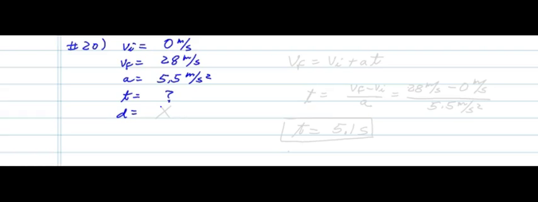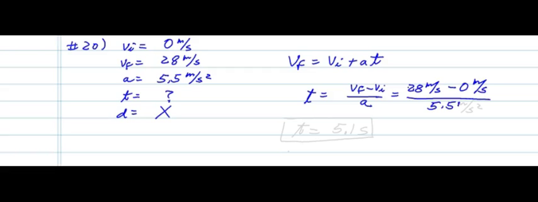To reach a velocity of 28 meters per second is V final, and distance is missing, so we use the equation V final equals V initial plus AT, which we can rearrange to T equals V final minus V initial over A. So that gives us 28 meters per second minus 0 meters per second divided by 5.5 meters per second squared. T equals 5.1 seconds.